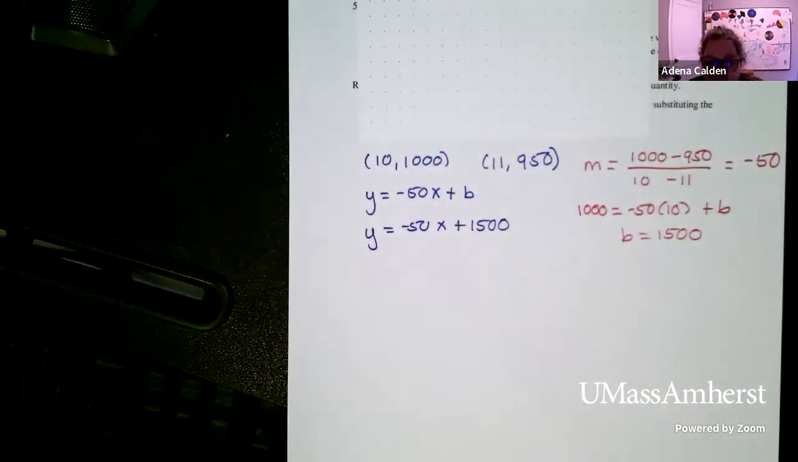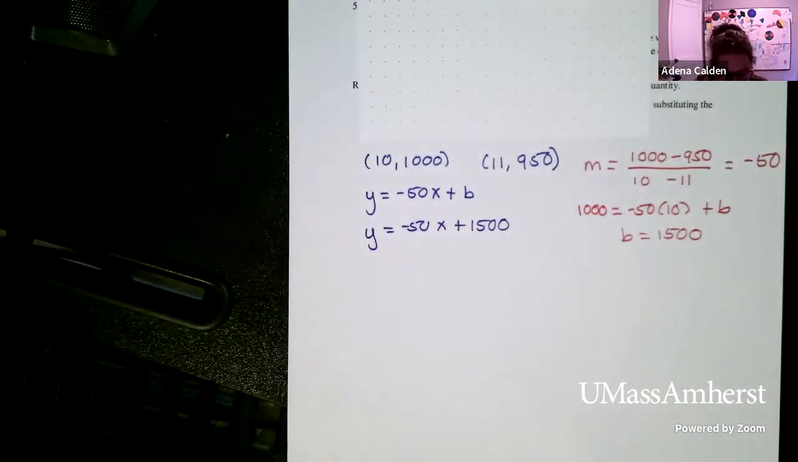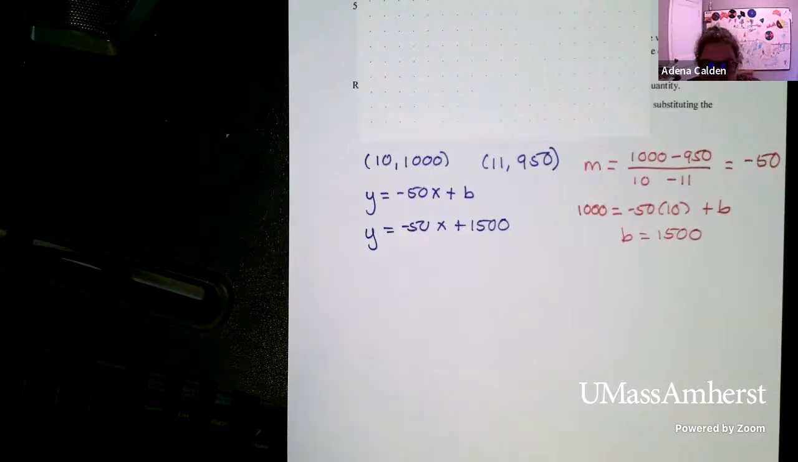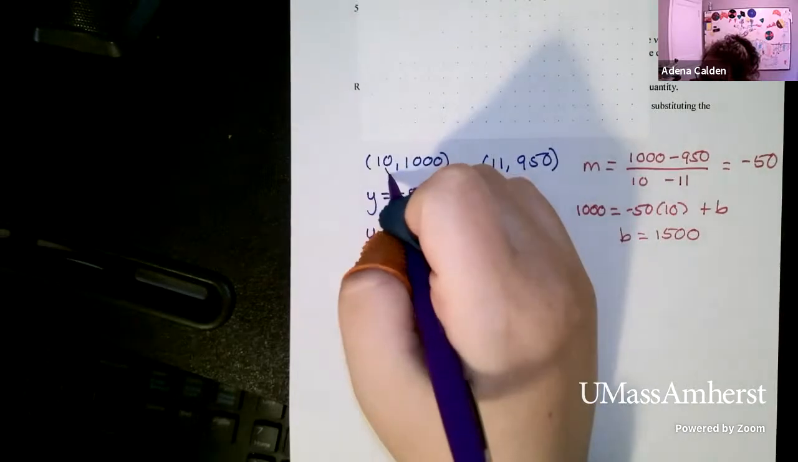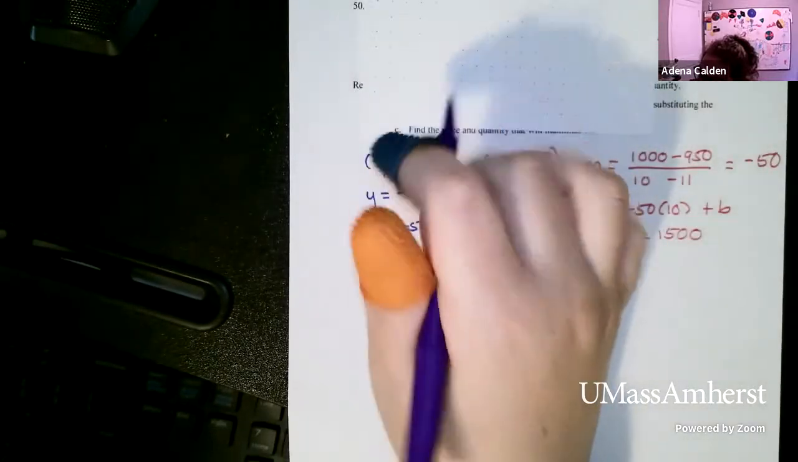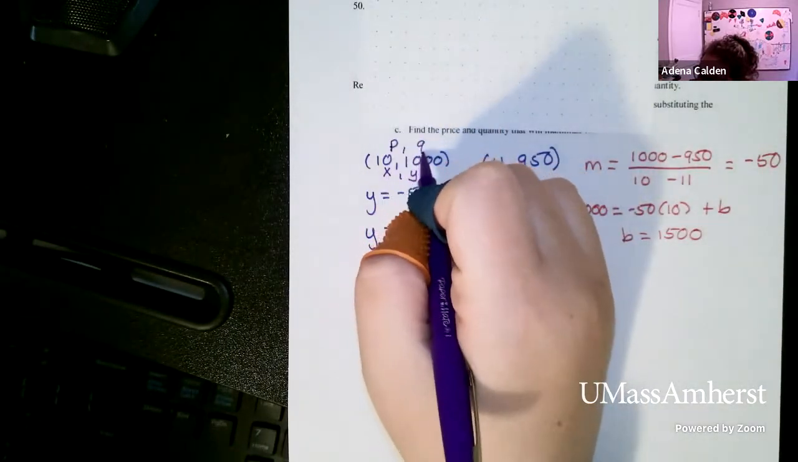So the last step is going to be to convert my variables to the ones that I want to use in terms of economics. As a reminder, normally we have x and y, but this is a price and this is a quantity.